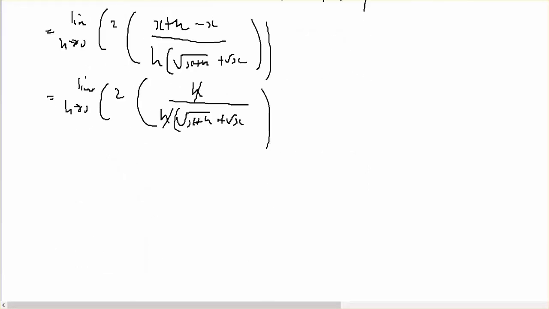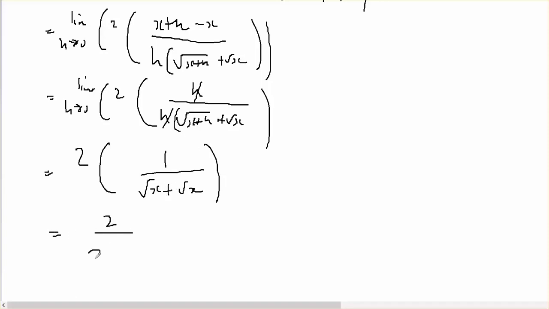And since my h's cancel, I no longer have h in the denominator. I can now make h 0, which means it's going to equal 2 times 1 on top of, if that is 0, I've got root x plus root x, which is 2 on top of 2 root x, which equals 1 on root x. And that's going to be my derivative.